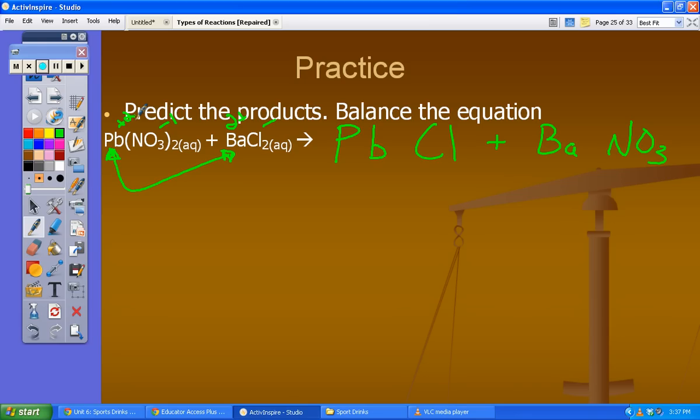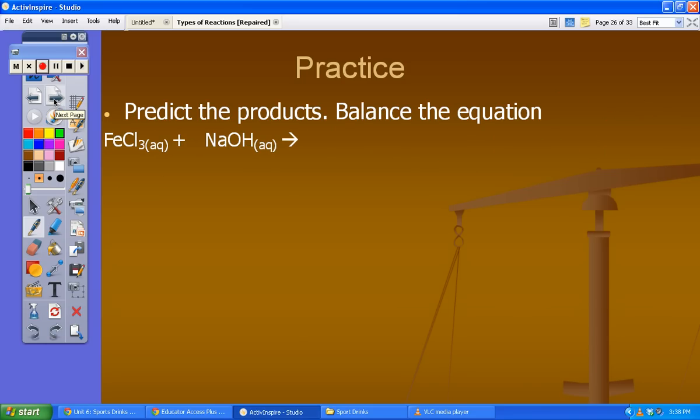So when I exchange these, the formulas don't really change. Lead is 2+, chloride is -1, so I'm going to need 2 chlorides. And same thing over here, we have a -1 and a +2, so I'm going to need 2 nitrates. Okay, if you look at this, it's already balanced. There's 1 lead on each side, there's 1 barium on each side, there's 2 nitrates and 2 chlorides on each side. So we're done. Next example.